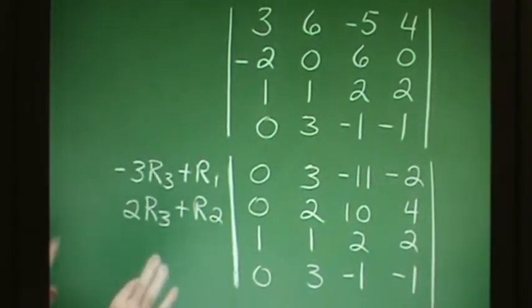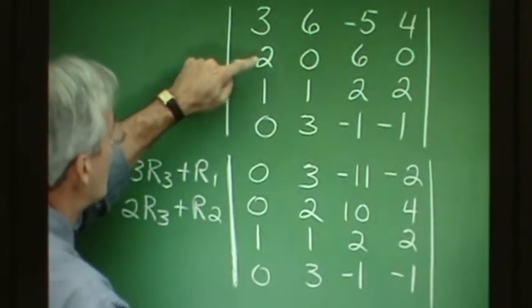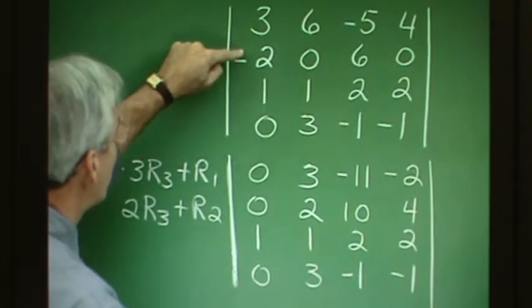All right, in a similar way, we can cause the entry in this position to become a 0 in the next step by working off of this 1. It would be 2 times row 3 plus row 2.